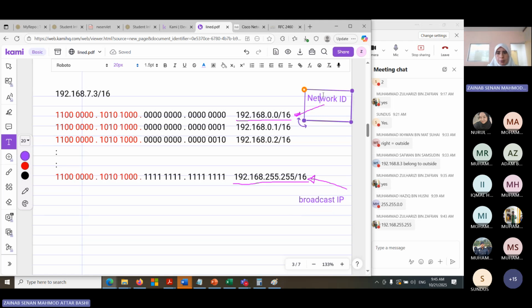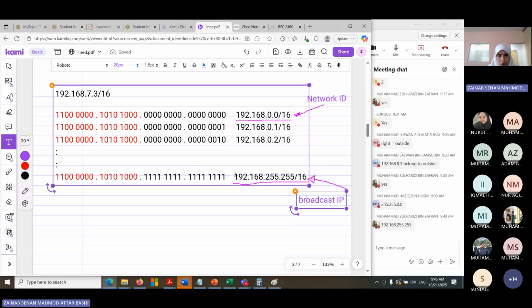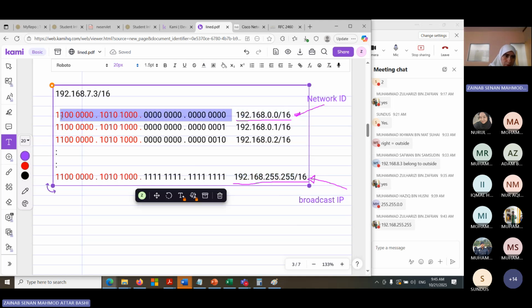Okay, network ID, I'm representing the entire network. We know this one. Broadcast IP address is an IP address we will use as a destination IP address if I want to send a message to everyone. If I send the message to this one, it means everyone inside this network will receive that message. So no specific device can have it.